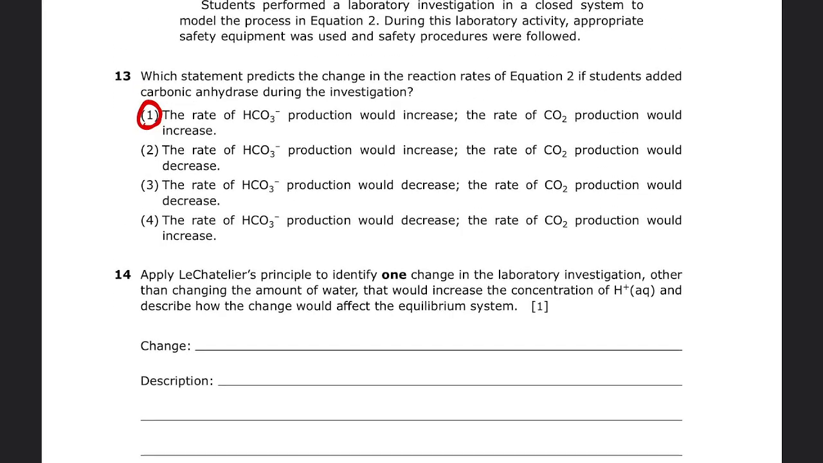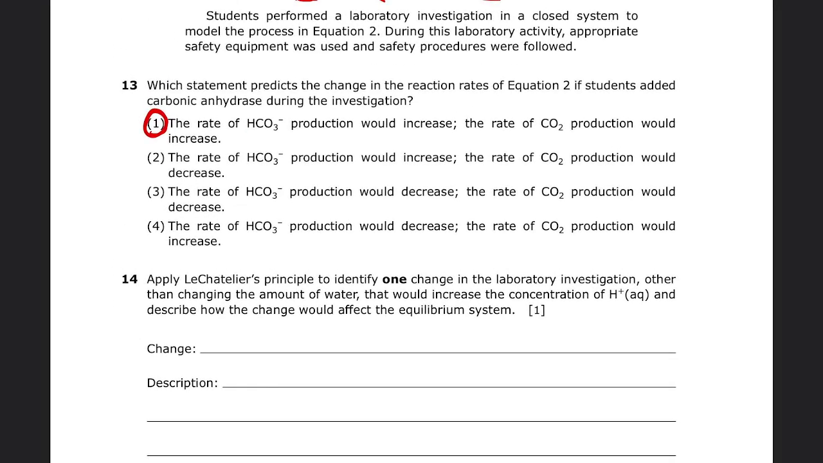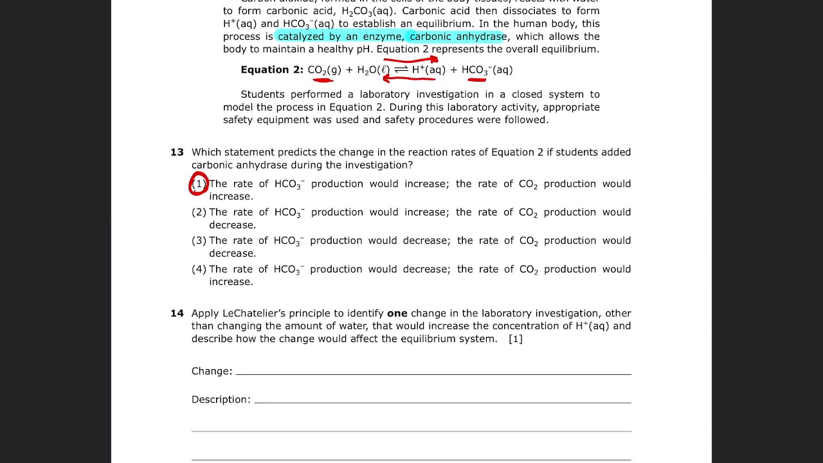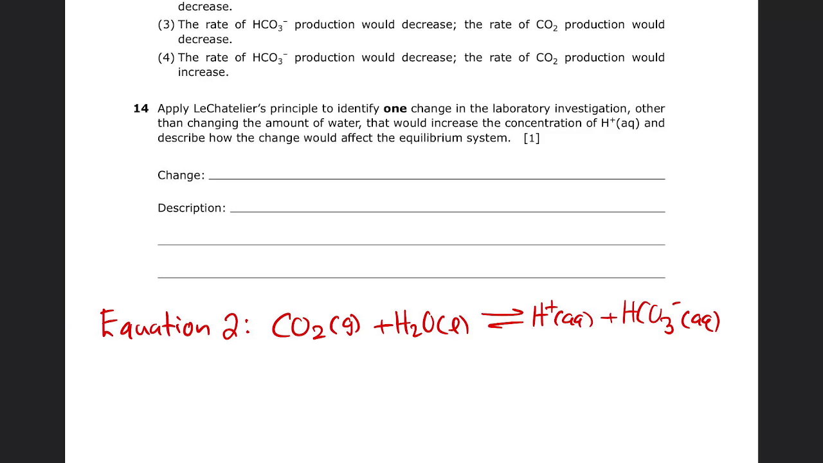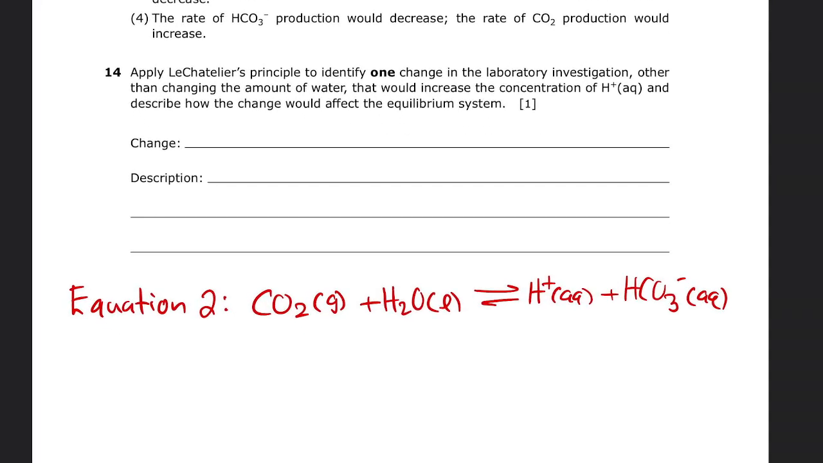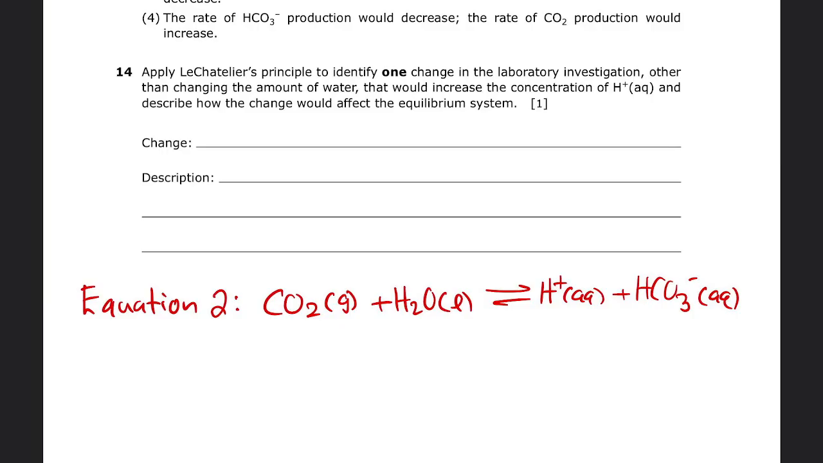Okay, then question 14 says apply Le Chatelier's principle to identify one change in the laboratory investigation other than changing the amount of water that would increase the concentration of H plus and describe how the change would affect the equilibrium system. So just like before, I rewrote the equation so we can look at it down here. So ultimately what we want to do is get the amount of H plus to increase and do something to ultimately cause the rate of the forward reaction to increase.